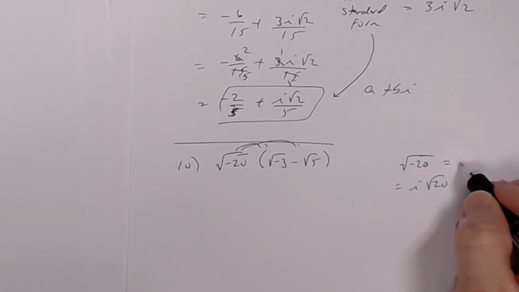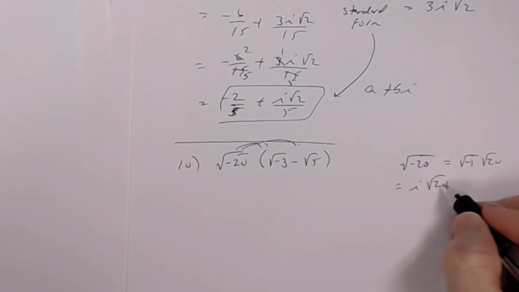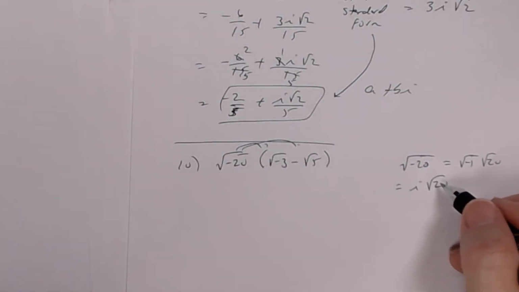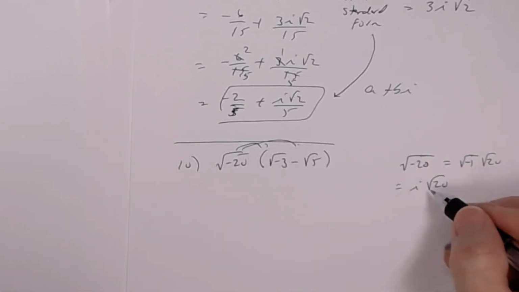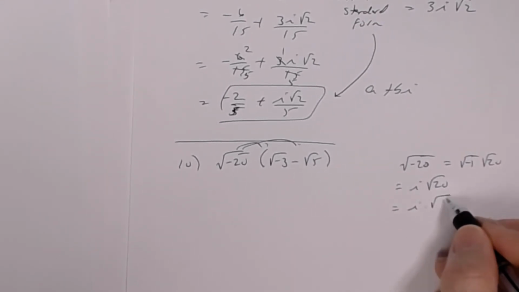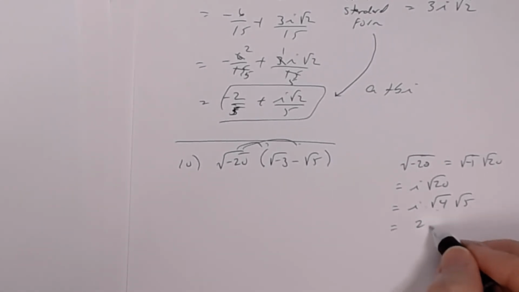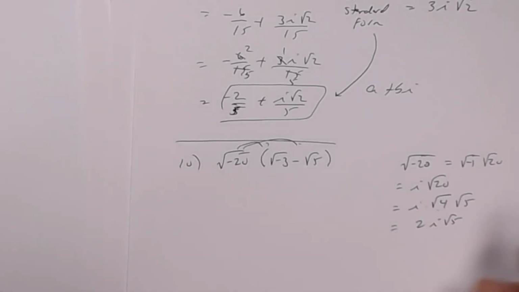Well, I should have said this first. The square root of negative 20 is the square root of negative 1 times the square root of 20. So that's i square root of 20. Now let's simplify the square root of 20. You can't always simplify square roots, but here we can, because what's the largest perfect square that goes into 20? Well, it'll be 4. So I can write this as i times the square root of 4 times the square root of 5, because 4 times 5 is 20. And the square root of 4 is 2, so this becomes 2i square root of 5.